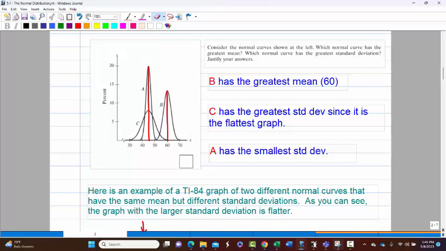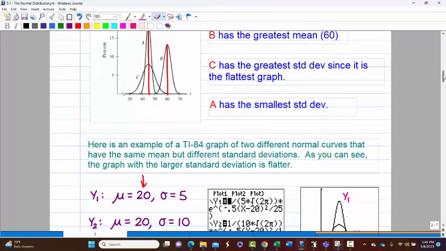And which one has the greatest standard deviation? The greatest standard deviation will be the flattest of the three graphs. Flattest, and that'll be C. And the one that has the smallest standard deviation would be the tallest and narrowest, and that would be A. So the taller and narrower makes it the smaller standard deviation. So it's possible you could have a question like this, but it's not too difficult.